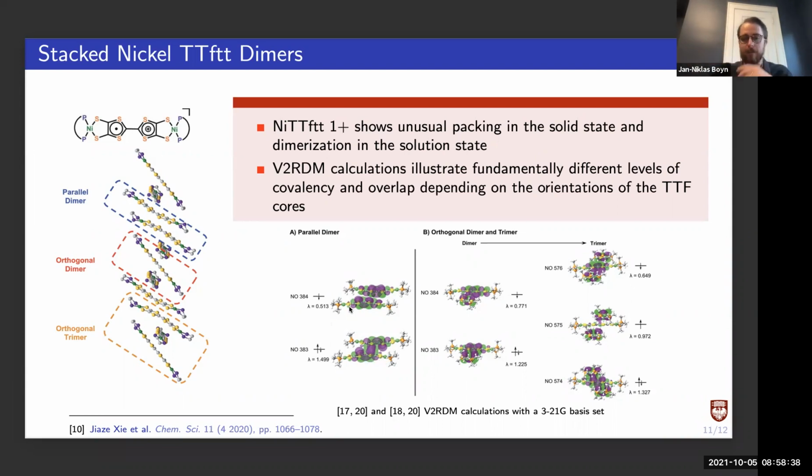Obviously, as you twist these and you have the orthogonal dimer, you get more strong correlation, more biradical character, and less of a bonding and less of an anti-bonding interaction. And then as you move to the trimer, it just splits into the typical bonding, non-bonding, anti-bonding set of orbitals. But interestingly, in all these cases, significant unpaired electron density remains. And looking at these orbitals, we can see that the unpaired electron density really is delocalized across the stacks.